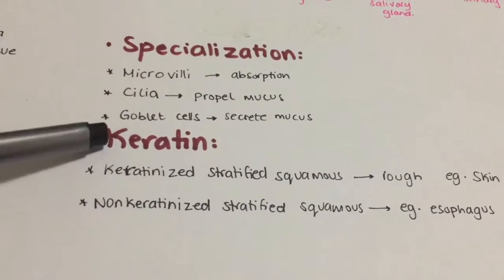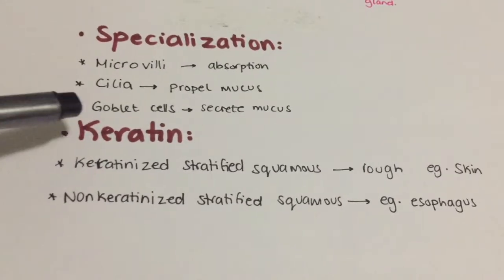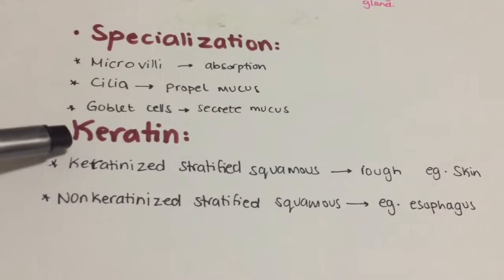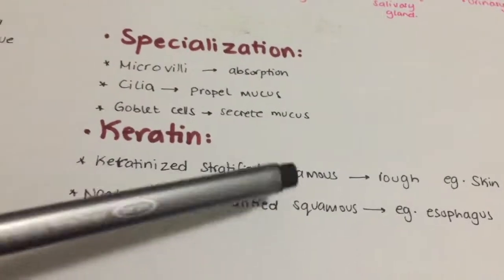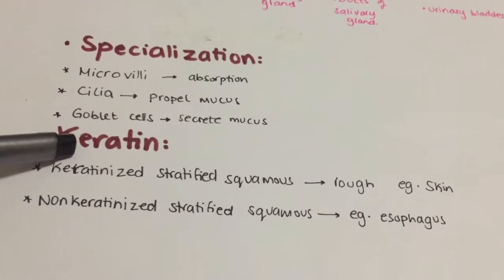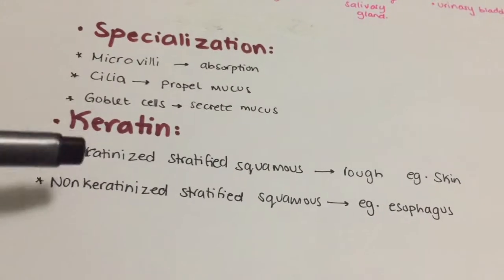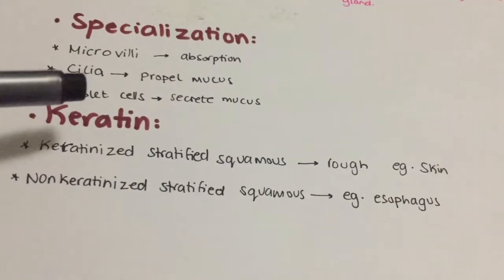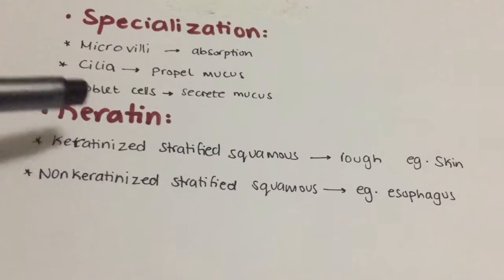Our second type, there's another type of specialization, which is basically keratin. Keratin is a protein which is found sometimes on stratified squamous cells. So if it's present, we call it keratinized stratified squamous. If it's absent, it's non-keratinized. The keratinized stratified squamous makes the surface rough.